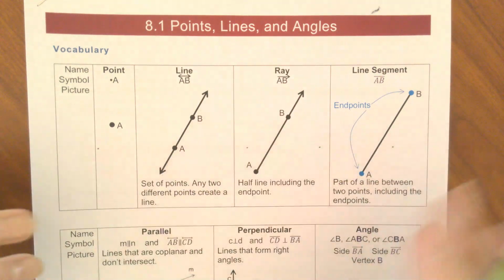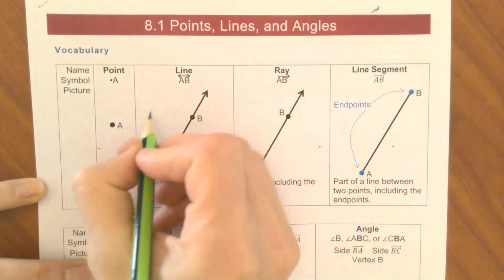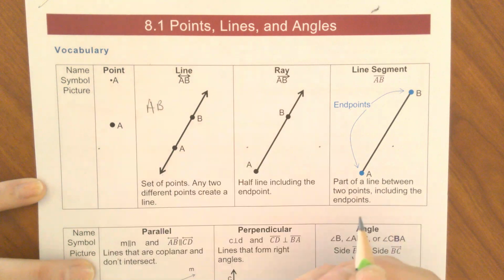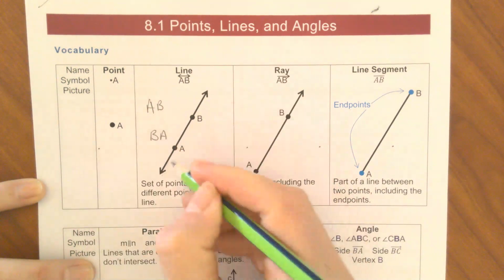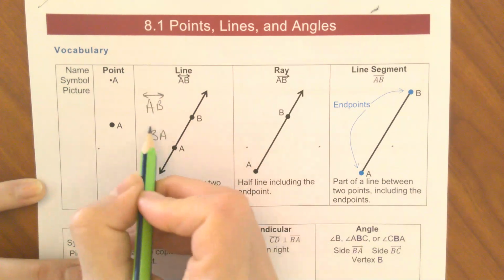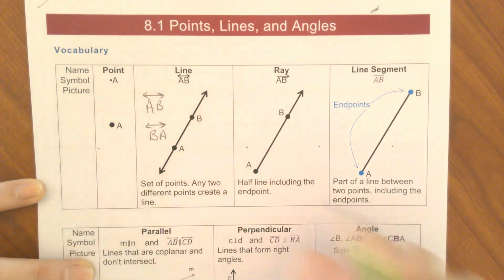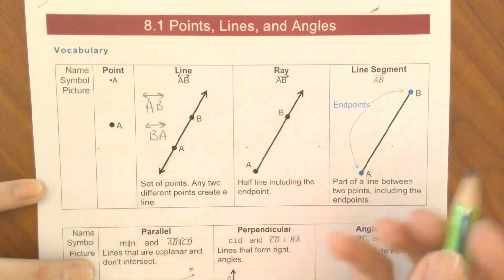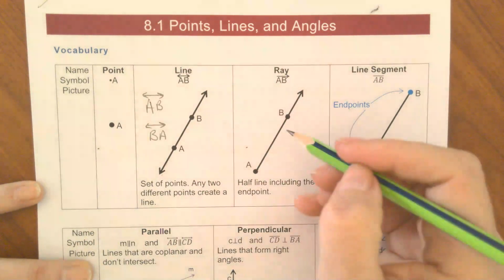Now if I want to give these three names, I can call this AB, or I can call it BA. But I have to put a hat on it, and I have to draw a line on the top. It has arrows on both ends. Now a ray, you can only do it one way. You can only give a name one way.